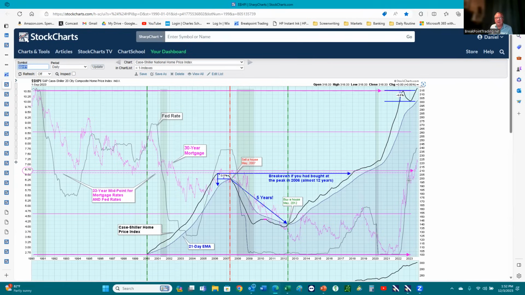So the gray one back here is the Fed rate, and this is the mortgage rate. So you can see Fed rate and mortgage rate side by side right here.